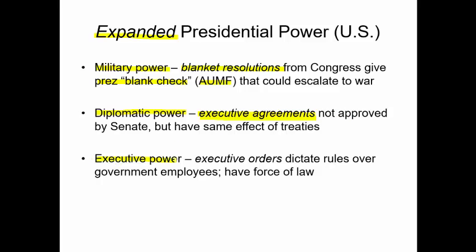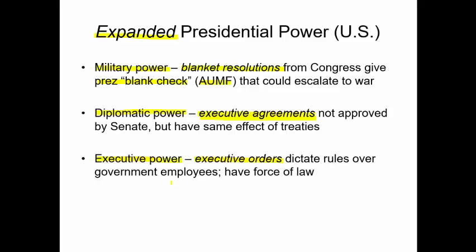In addition, the president has the power to literally just decree executive orders. These dictate rules or requirements over government employees. So therefore, these executive orders apply only to the executive branch. However, they could also apply to the contractors to the executive branch. So that could branch out to several million people.